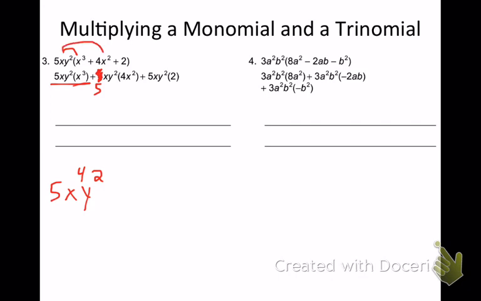Then I'm going to do my next term. 5xy squared times 4x squared. So I'm right here. So what's 5 times 4 going to give me? 20. What's x times x squared going to give me? X cubed. And then y squared, because there's no other y terms. Then my very last one, 5xy squared times 2. What's 5xy squared times 2 going to give me? 10xy squared. Nice job.